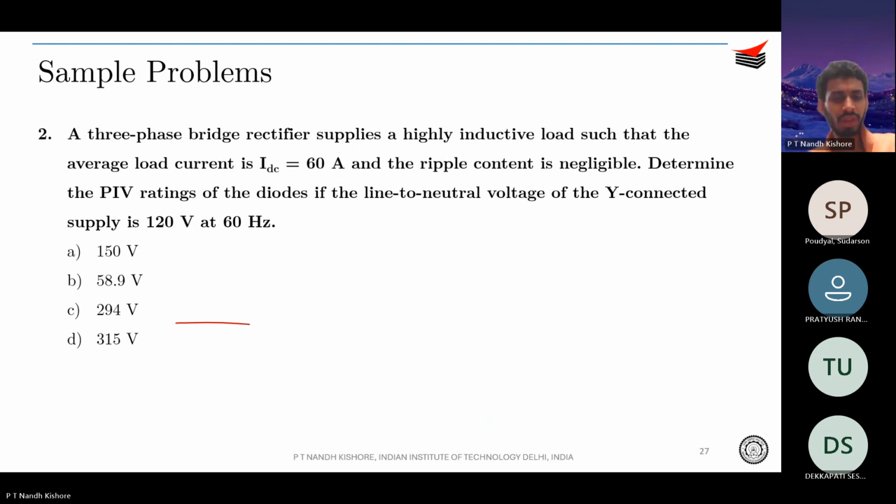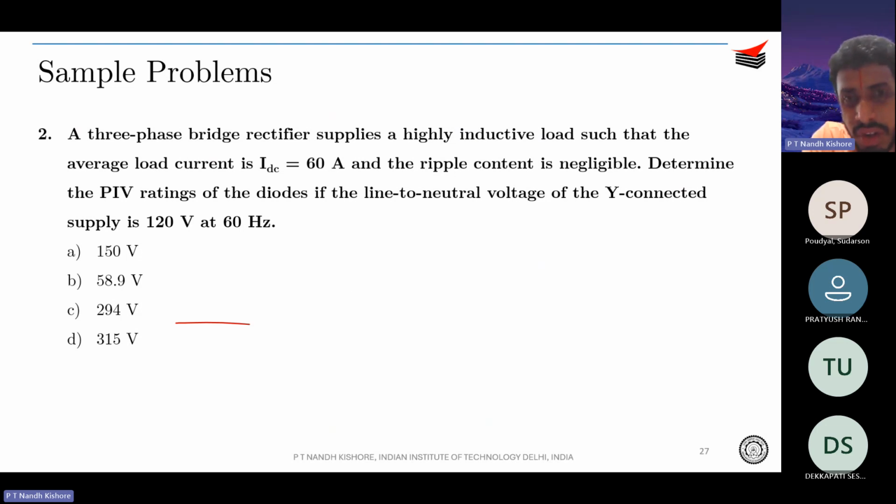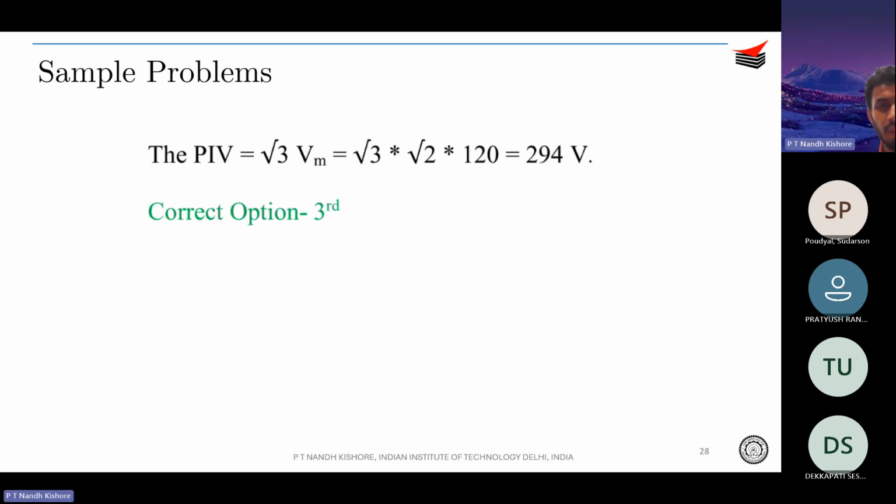Okay, so one thing, the current 60 amperes over here, all these values are given just to confuse you. The peak inverse voltage depends entirely on the supply voltage. So the supply voltage, the line to neutral voltage, is what? The phase voltage is 120 volts. And of course, I told you if it's a number, it's just the RMS, right? 120 volts RMS. Now they have asked you what is the peak inverse voltage, correct?